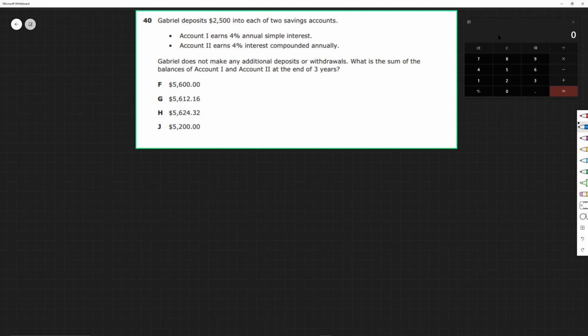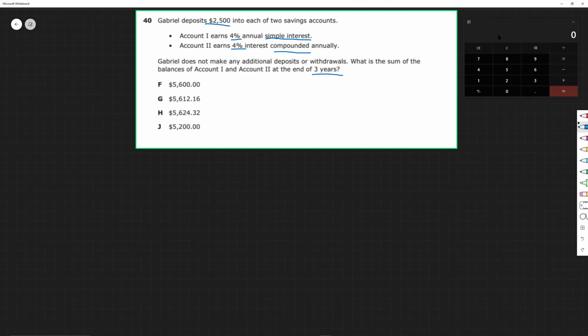Hi, welcome to question 40 of the STARR review. Gabriel deposits $2,500 into each of two savings accounts. Account 1 earns 4% annual simple interest, and account 2 earns 4% interest compounded annually. Gabriel does not make any additional deposits or withdrawals. What is the sum of the balances of account 1 and account 2 at the end of 3 years?